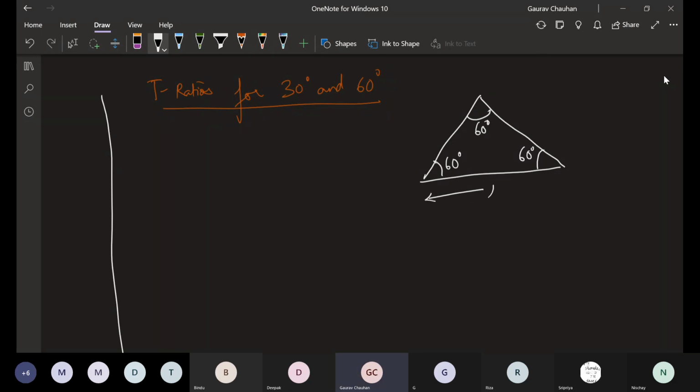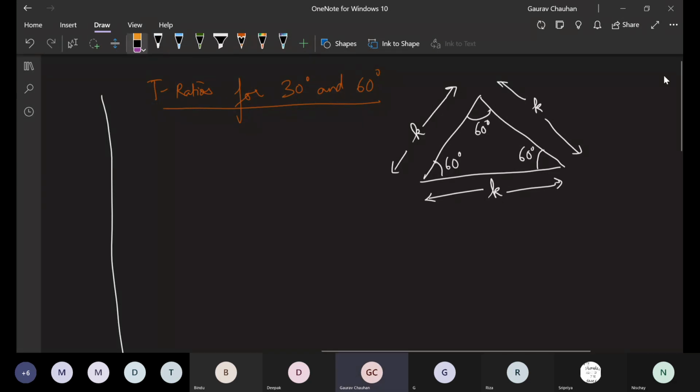Can I write all three sides as k? Yes, sir, we can write. I can write all three sides as k, right? Right now only, I can assume. All right. Everyone good with our assumptions so far? Any problem in this?